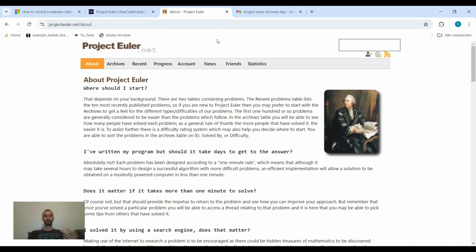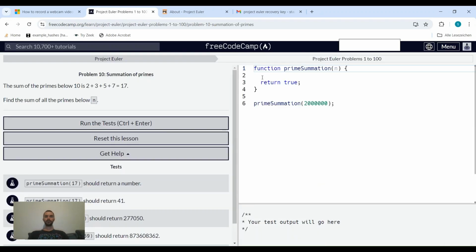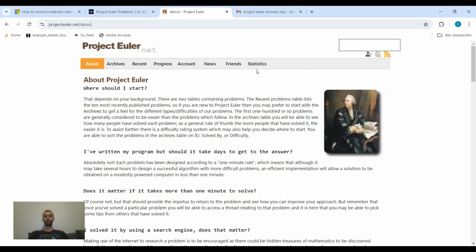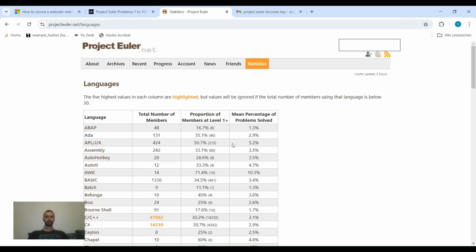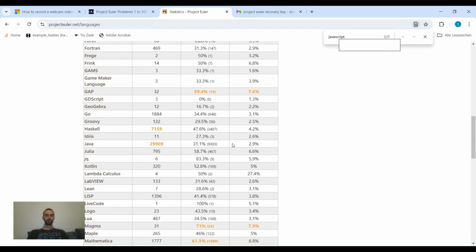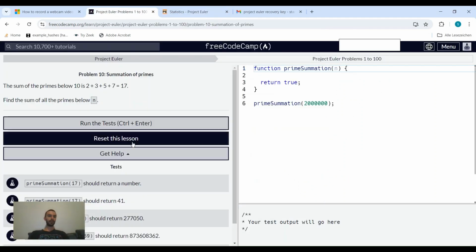And if we click on a random challenge, we can see that the main language used in Free Code Camp is JavaScript. And the specialty about Project Euler, if we click on statistics, if we click on languages and search for JavaScript, not a single person on this whole website uses JavaScript to solve these problems. So I guess I'm gonna be the first one. So let's start with the first one right now.